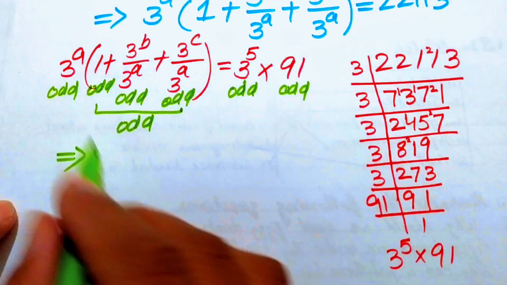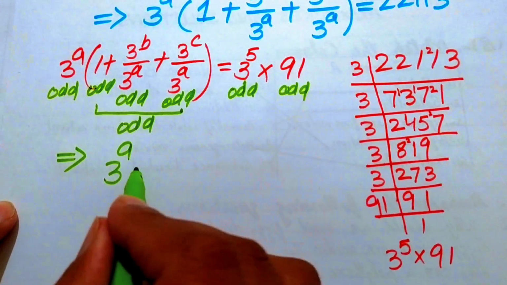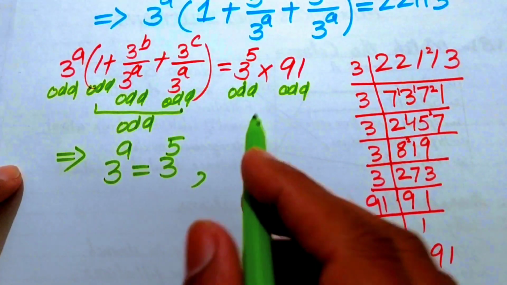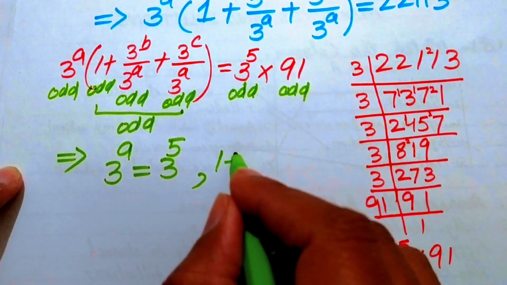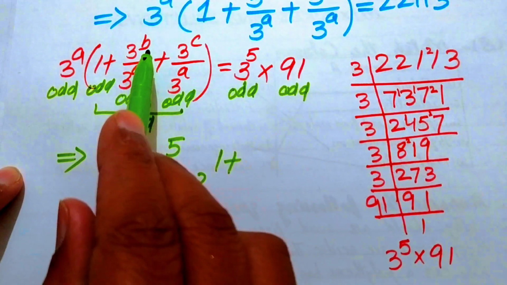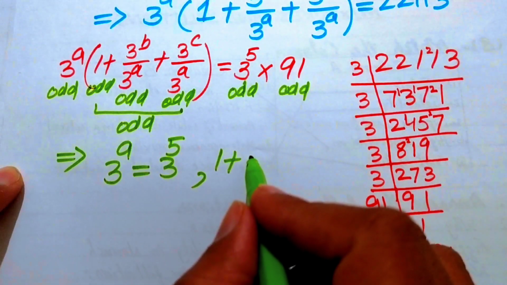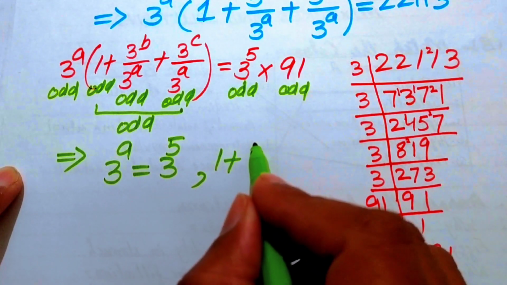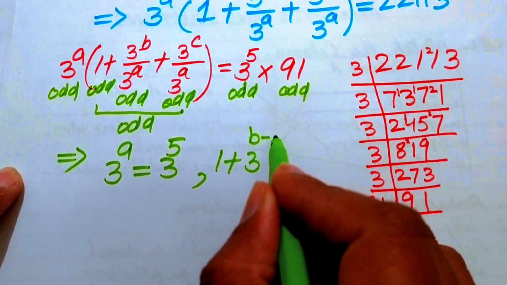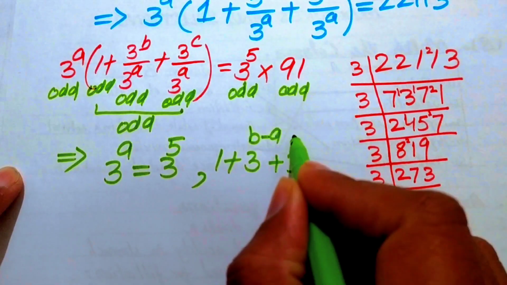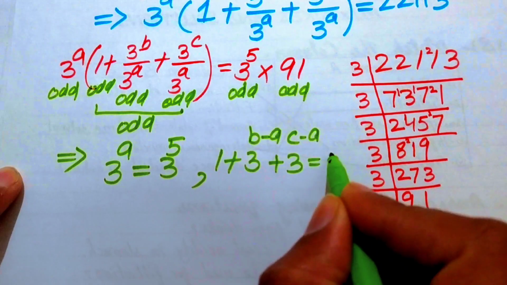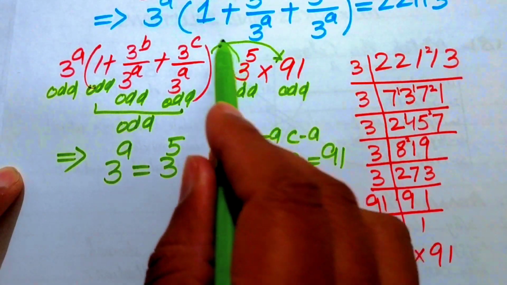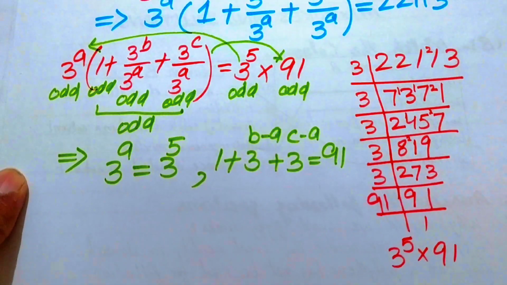This implies that we compare 3 to the power of a equals 3 to the power of 5, and when we compare the other term, you get 1 plus, we move this a to the upper side, and we write it in the form 3 to the power of b minus a plus 3 to the power of c minus a equals 91. So we compare this factor by this and we take this factor equal to this term.